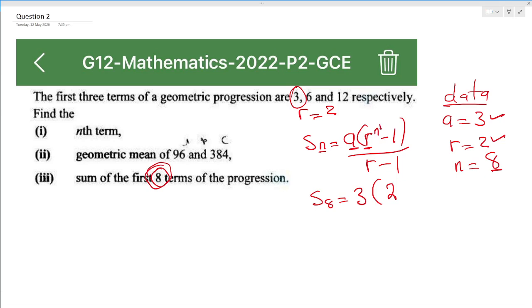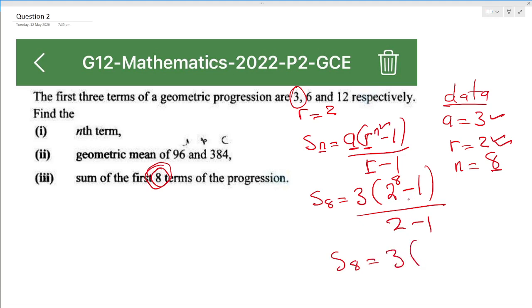Okay, there's an n there as a power, remember? So I'll put 8 minus 1, close everything over. There's r there again. My r is 2. So I'll say 2 minus 1. So the sum of the first 8 terms will therefore be equal to 3 open brackets.